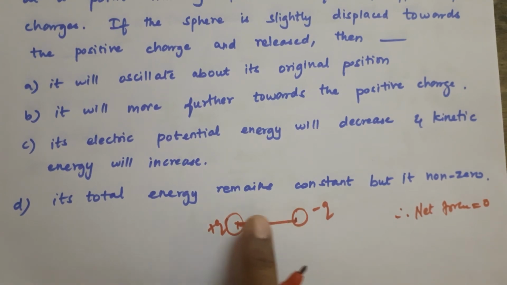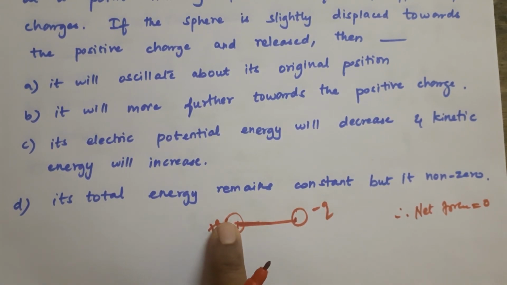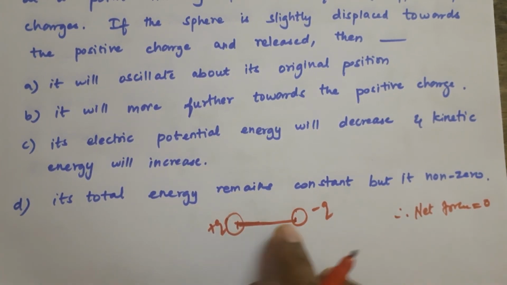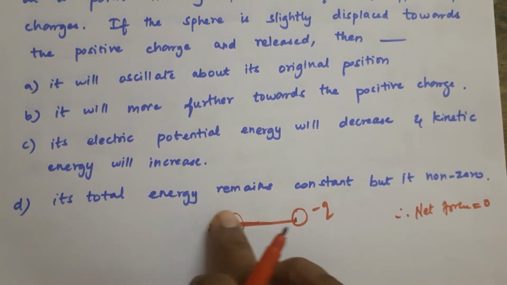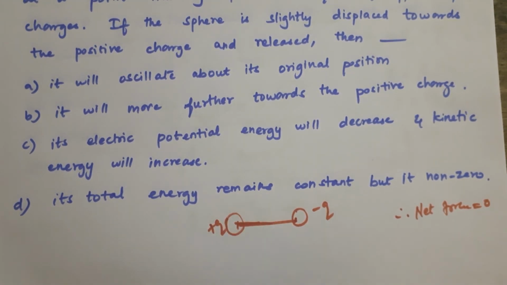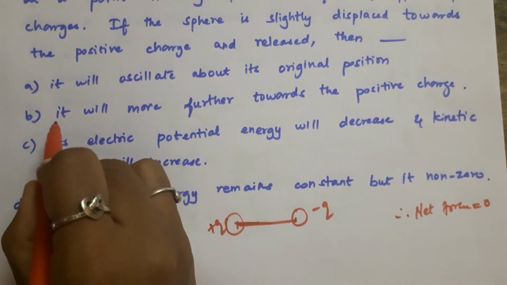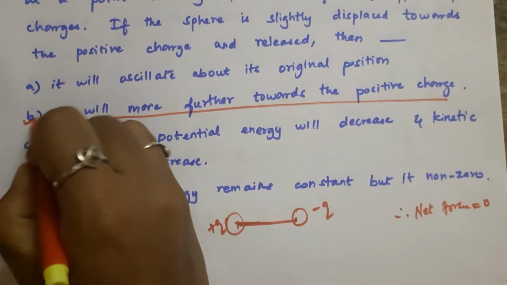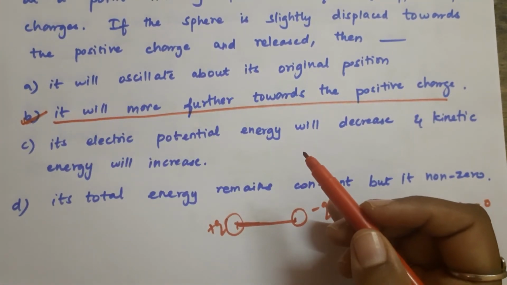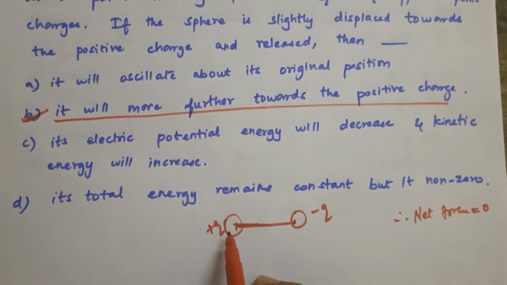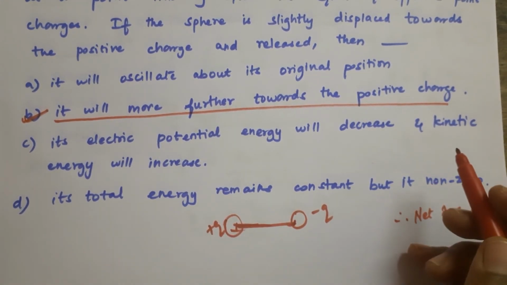On displacing the sphere towards the positive charge, the force on the sphere due to the positive charge will be more than due to the negative charge, right? Because the positive charge is nearer. So the sphere will move further towards the positive charge. B is the answer. So please just read the question twice and understand the question. Then you just work on it. I hope you all understood this. Thank you.